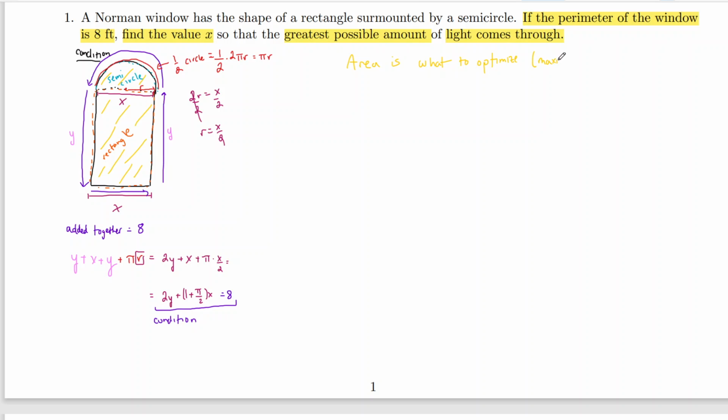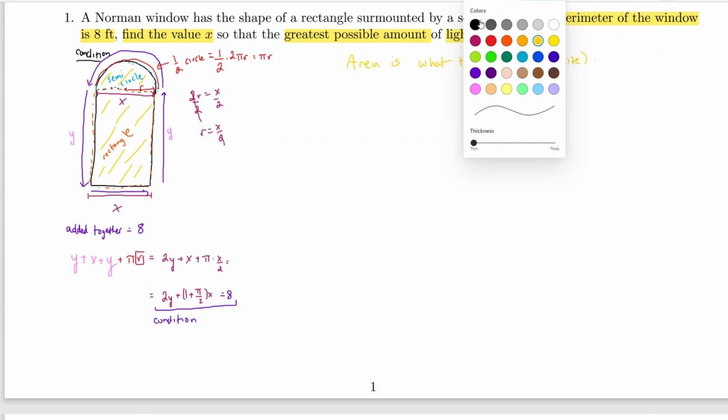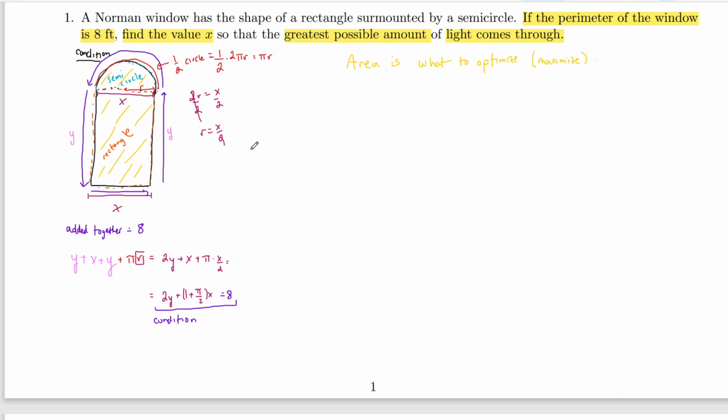We don't want to minimize the area because what's that going to do? That's going to give us the minimum amount of light. We want to maximize the area. Now, what's the area of this shape? Well, the area of the rectangle is x times y. I'm actually going to go ahead and write area of rectangle plus the area of the semicircle, because we can just add the 2 areas together.